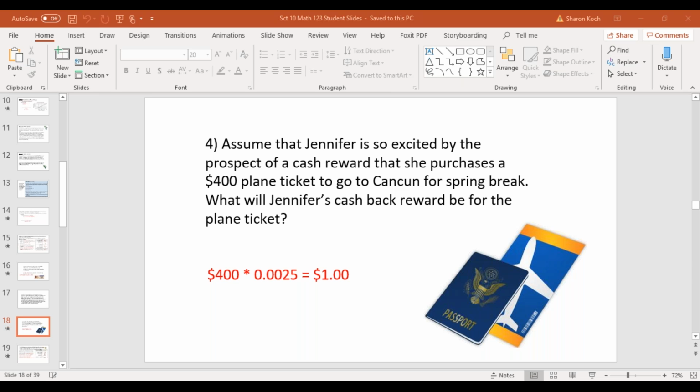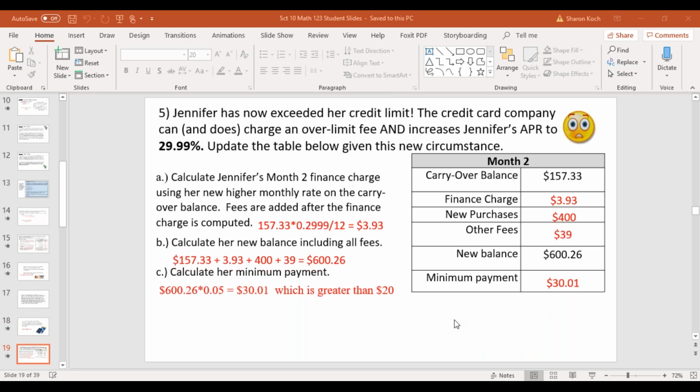Her cashback rewards is still within that first 0.25%. And so if we take that times her new purchase of $400 plane ticket, she's going to earn $1 whole cashback rewards. So you can see these cashback rewards aren't that very high. All right, now let's take a look what's happened now.